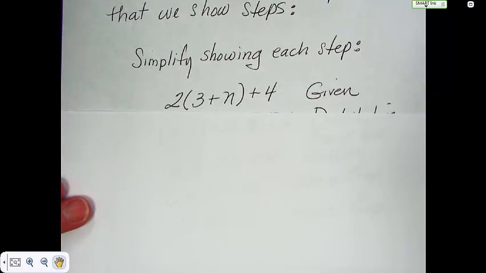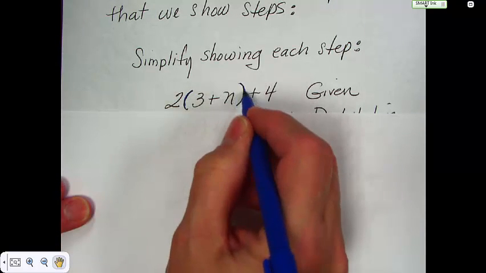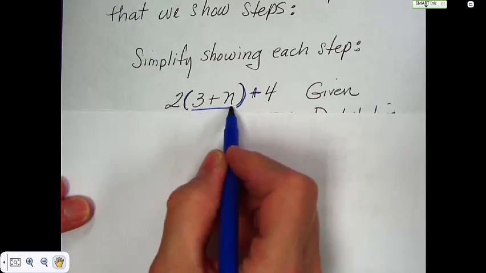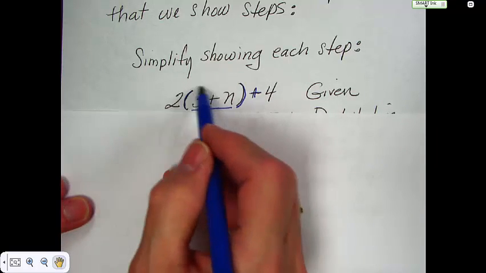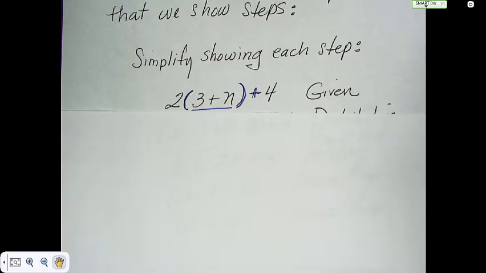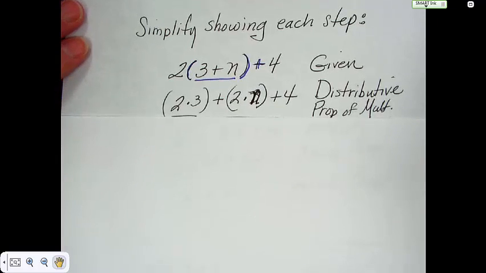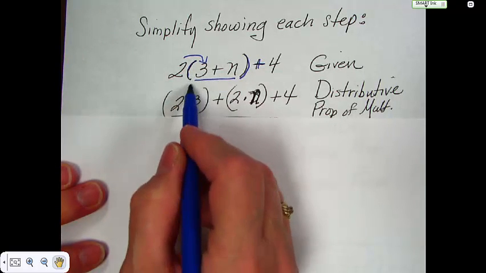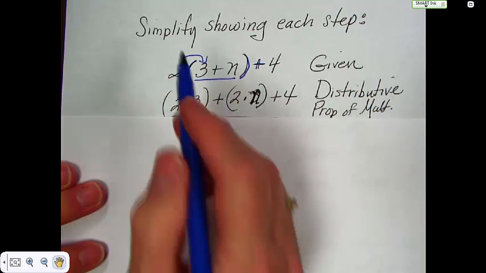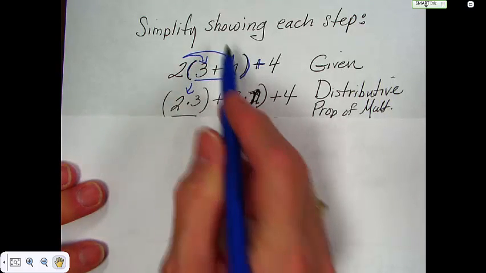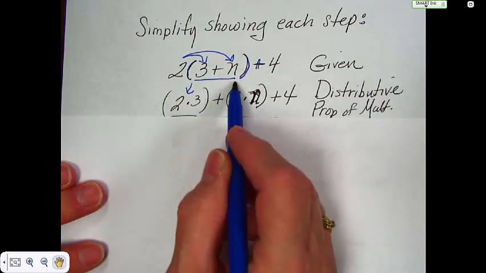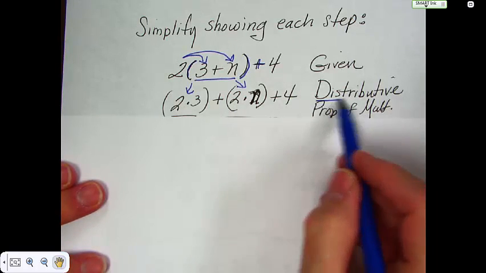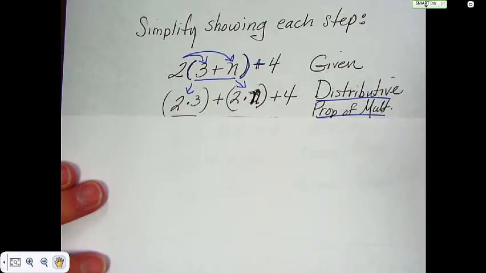2 times the quantity, 3 plus n plus 4. Remember, this is inside the parentheses. So this 2 is going to have to be distributed, yes. Okay? So we're going to distribute 2 times 3, which ends up to be that, and then 2 times n, which ends up to be that. Okay? Plus 4. And the reason, distributive property of multiplication.